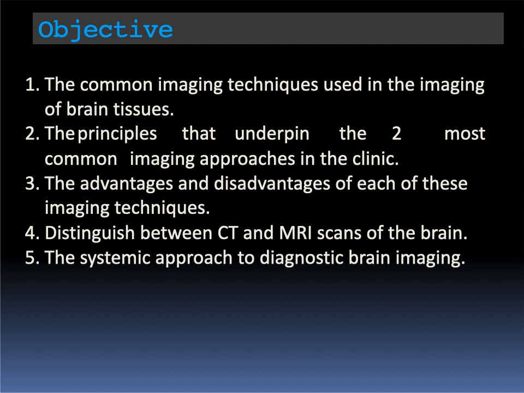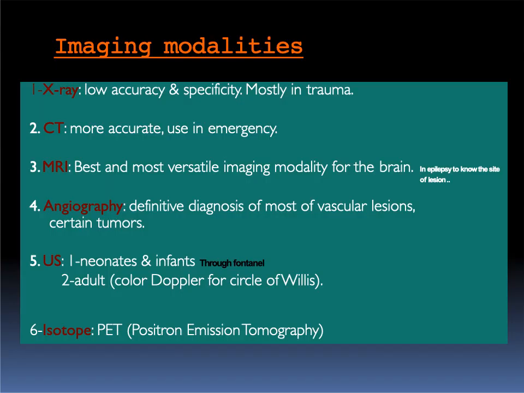The fourth one, we will discuss distinguishing between the CT and MR scan of the brain, the differences between them, and how to discriminate between the two medical imaging modalities. And then we will go to a systematic approach to diagnose brain imaging lesions.